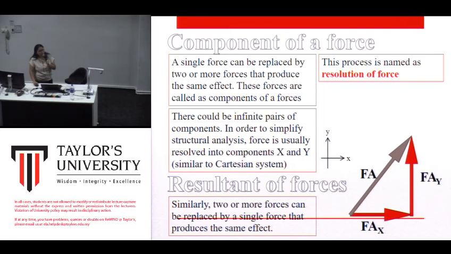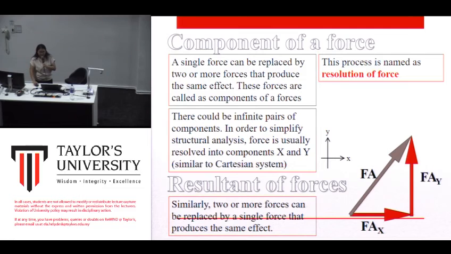So these forces are called components of a force. Let's look at this one, Fa. I can resolve Fa into Fax and Fay. So Fax and Fay are the components of Fa. Alright? X component and Y component.